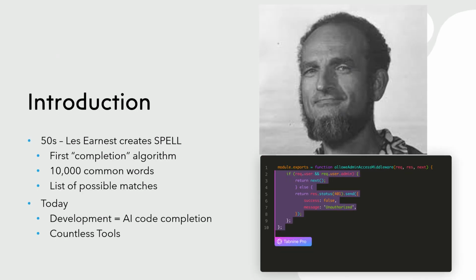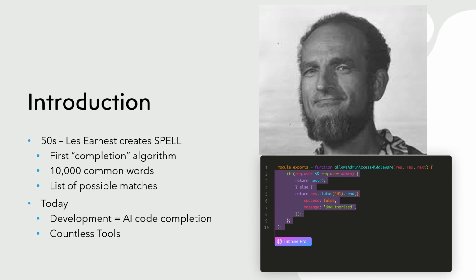So in order to talk about AI for code completion, we have to go back and talk about how AI was first used for completing anything. So in the 50s, Les Ernest, this man pictured up in the top right, started doing research at Stanford to create this algorithm called SPELL. Now, SPELL was officially released in 1961. It was the first algorithm that completed when you were typing something.